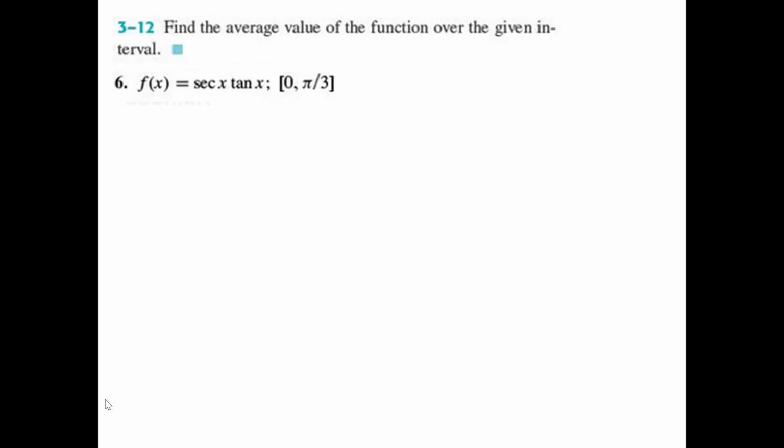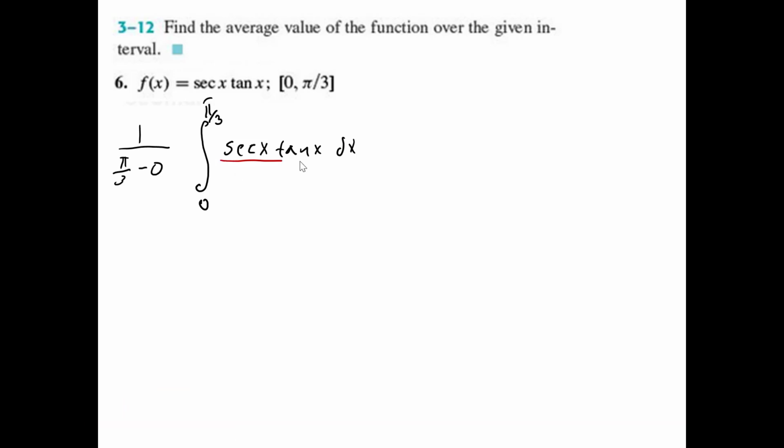Find the average value of the function over the given interval. So you have the function secant x tangent x. And so then again, it is 1 over pi over 3 minus 0, 1 over the width of the interval, times the integral from 0 to pi over 3 of the function, which in this case is the secant of x, tangent of x, dx.